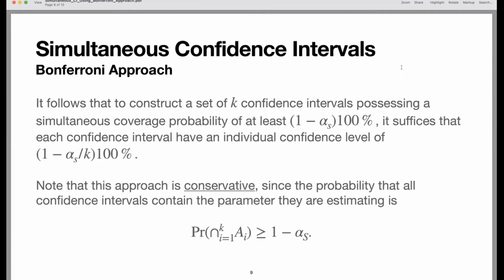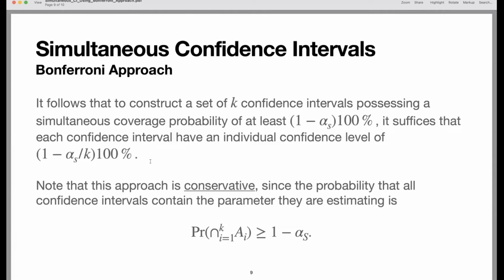To construct a set of k confidence intervals possessing a simultaneous coverage probability of at least (1 minus alpha sub s) times 100%, it suffices that each confidence interval have an individual confidence level equal to (1 minus alpha sub s over k) times 100%.